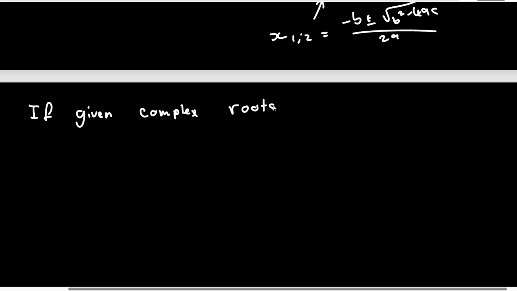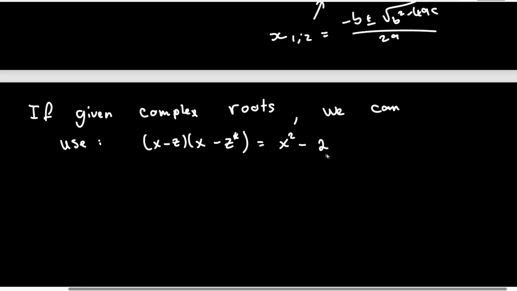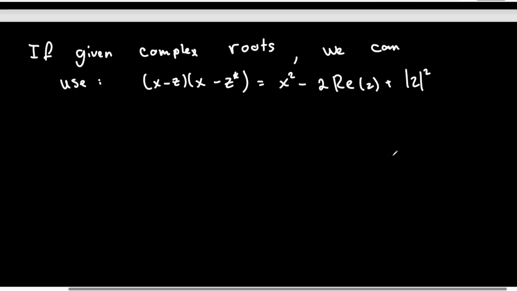If given complex roots, we can use the following. This is also a keynote, by the way. x minus z, in conjugated form, is equal to x squared minus 2 times the real value of z plus the modulus of z. Okay, so what exactly does this even mean?